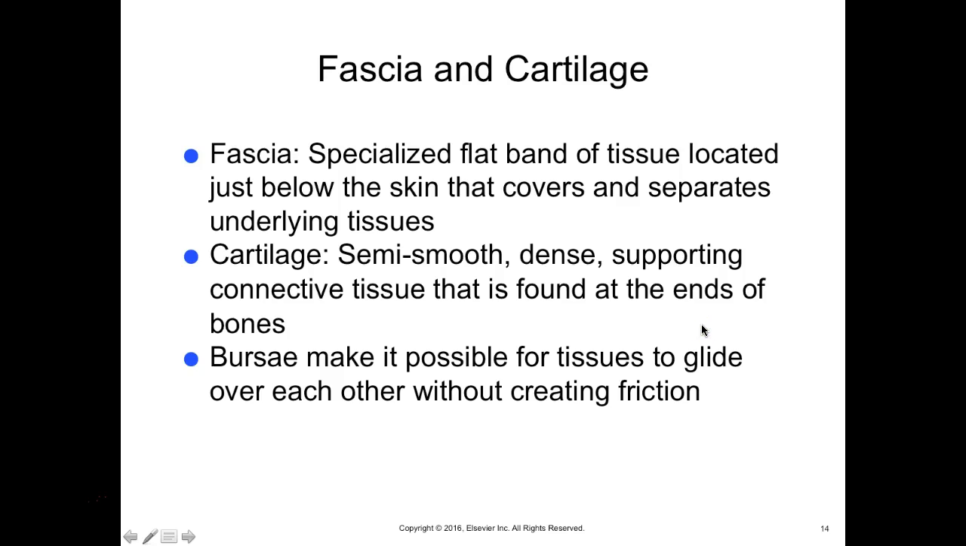All right, fascia and cartilage. Fascia is a specialized flat band of tissue located just below the skin, and it covers and separates underlying tissue. And then we have cartilage, which is semi-smooth, very dense, supporting connective tissue. It's found at the end of long bones, and cartilage is also what primarily makes up the discs between the vertebrae. And then we have bursa, which make it possible for tissues to glide easily over each other without creating friction. So bursa are like little sacs, and there's a fluid that helps lubricate and prevent friction.